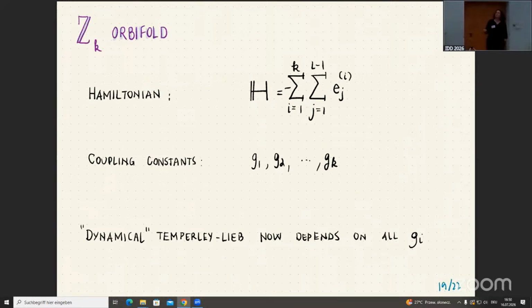Okay, what if I wanted to do that for an orbifold? Basically, you need to put more colors. Everything still works, the algebra still works, but you have more colors. So if you have a Z_k orbifold, you sum up to k here. You now have k coupling constants, and the right-hand side of your Temperley-Lieb will depend on all these couplings.